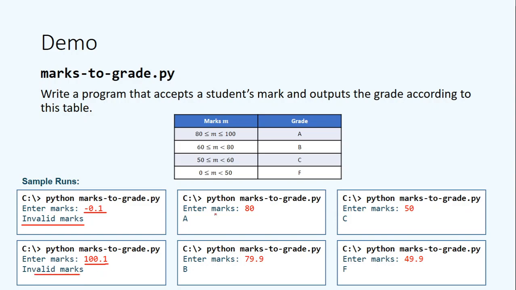For the valid cases, you can see them starting from this window. When you enter 80, 80 is A. When it's 79.9, that's B. When it is 50, then it should be C. And when it's 49.9, that's F. So here we just show some valid examples, and we're going to write a program for this.